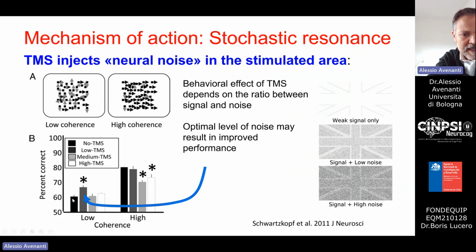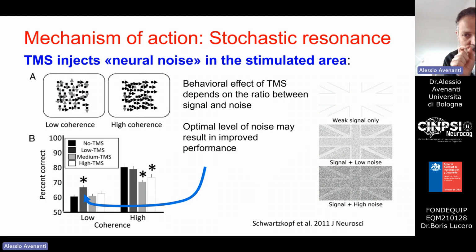So in the no TMS condition, here you will see low performance. You will see no effect of medium or high TMS. So if you introduce a lot of noise, this does not really change performance. But if you introduce the low TMS stimulation, so low level of noise, this created a paradoxical facilitation.